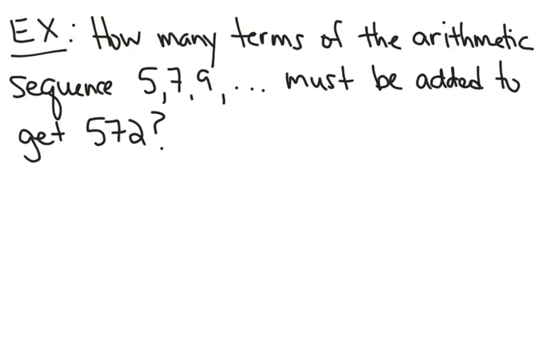How many terms of the arithmetic sequence 5, 7, 9 must be added to get 572? The first thing you need to do in this particular problem is determine what they're asking you to find. They want to know how many terms. That means n. If you want to add all these numbers together and get 572, so this is s sub n.